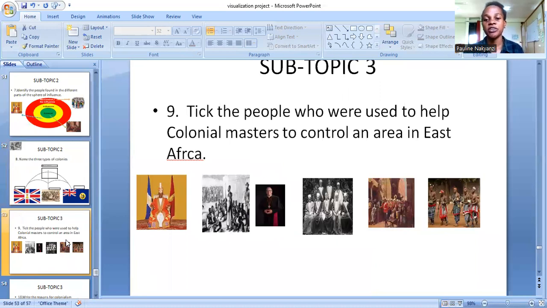Then here I gave different pictures and told the learners to pick the people who used to help colonial masters to control an area in East Africa. So were they the Catholic or religious leaders? Were they the Europeans themselves? All. And this is under subtopic 3.